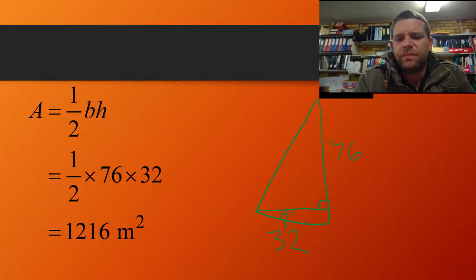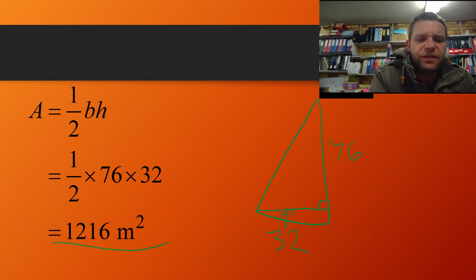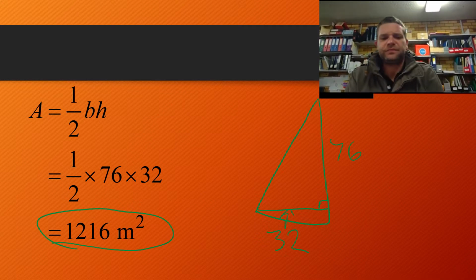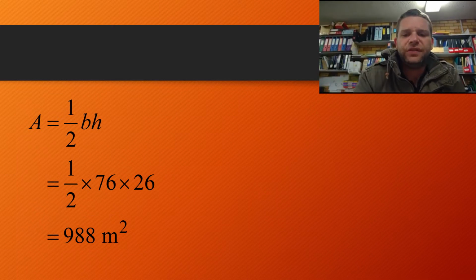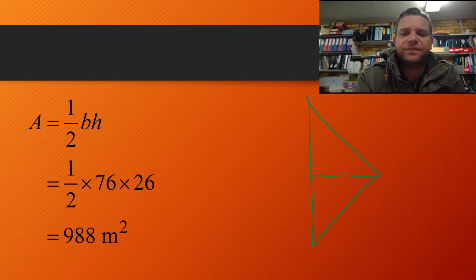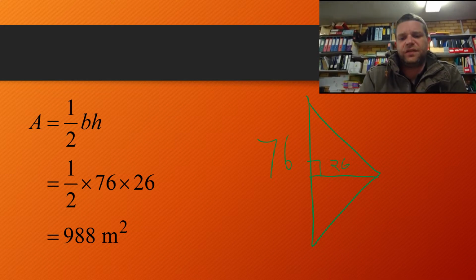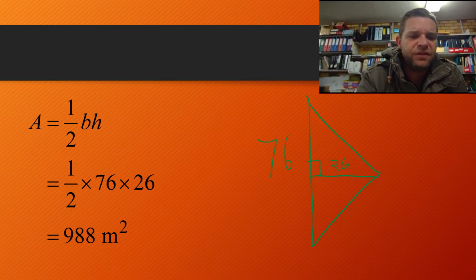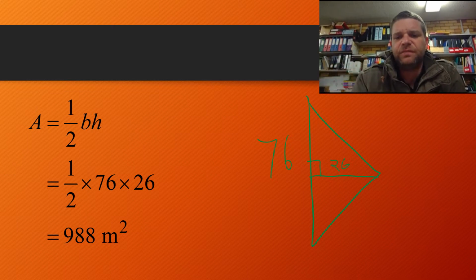is base times height times a half. As usual, we get our answer here. Do the same on the other side. So this one only goes out 26, but it goes the full 76 up and down. Take our two values, 76, 26, pop them in our calculator, out comes the answer.